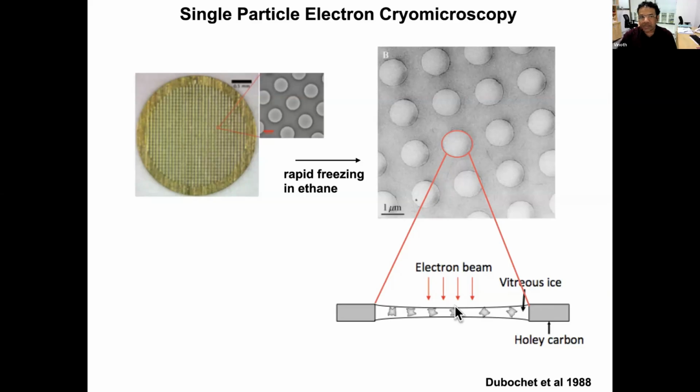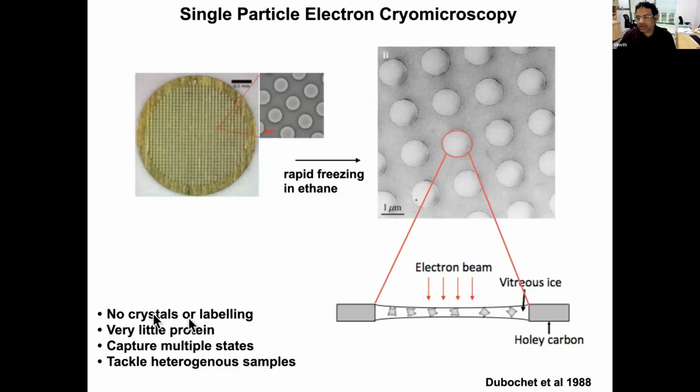The biggest advantage in single particle cryo-EM is that you don't need crystals or to label the protein, unlike in other techniques like X-ray or NMR. In principle, you need very little protein, but sometimes you may end up doing a lot of different things. One of the major advantages I see is that because we freeze rapidly in ethane, you can get multiple states from a given solution. You can also tackle heterogeneous samples, either compositional or conformational heterogeneity, which can be separated later by computational methods.